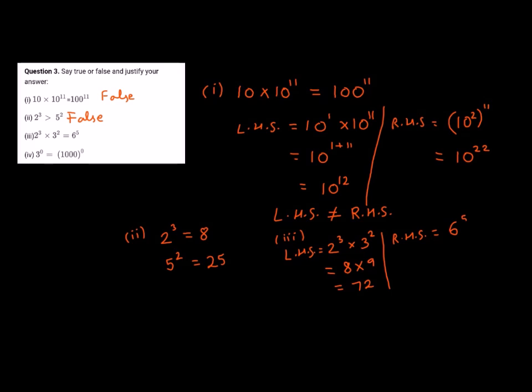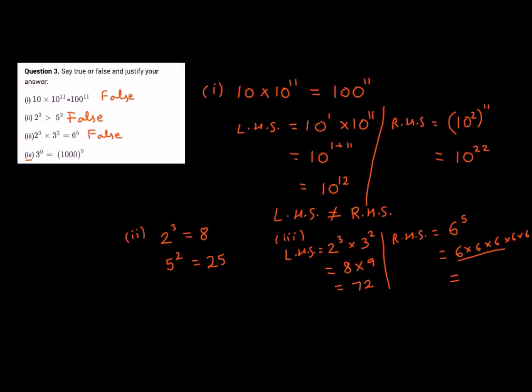6 raised to power 5 will be 6 into 6 into 6 into 6 into 6. Even if I multiply these three numbers, 6 into 6 into 6, it will be 216, and then 216 multiplied with 36 will be a very big number. So clearly the left hand side and right hand side are not equal, so this is false as well.